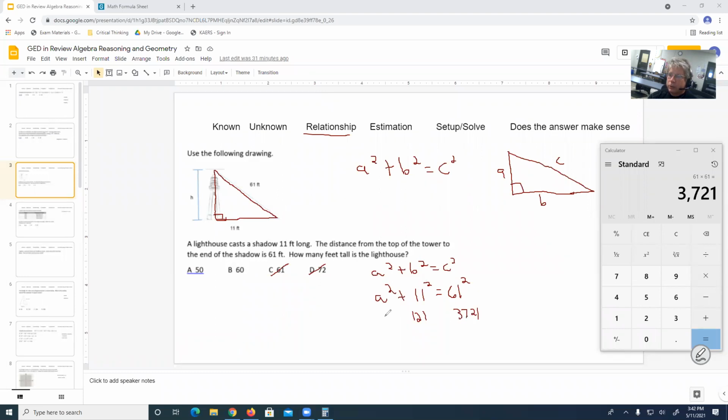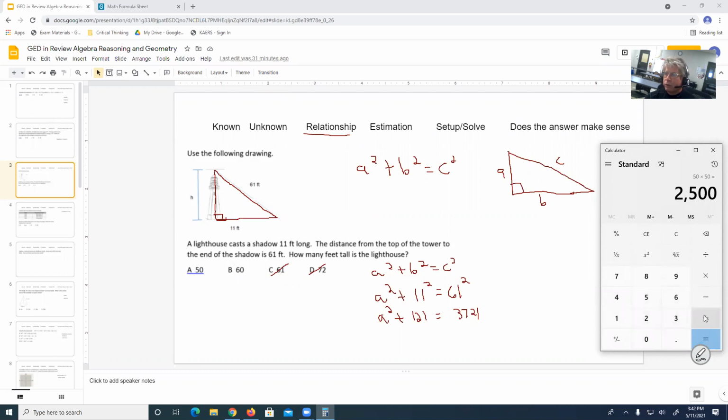So what I can do now is bring the rest of the problem down. A squared plus 121 equals 3,721. If you don't know how to solve equations, what you can do is just substitute A and B into the problem. So if I put 50 in, that means 50 squared. 50 squared is 50 times 50. That's going to be 2,500.